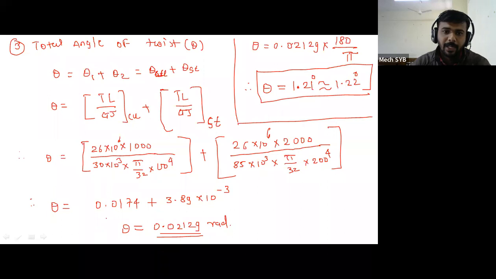So separate twisting we have calculated for the copper, separate twisting we have calculated for the steel, but we have to calculate total angle of twist of entire shaft. Therefore we have to make the addition. You will get the first answer in radian, then to this particular radian term we have to multiply by 180 by pi, and then you will get the answer in degree, that is equal to 1.21 degree or 1.22 degree. So this will be the total angle of twist.